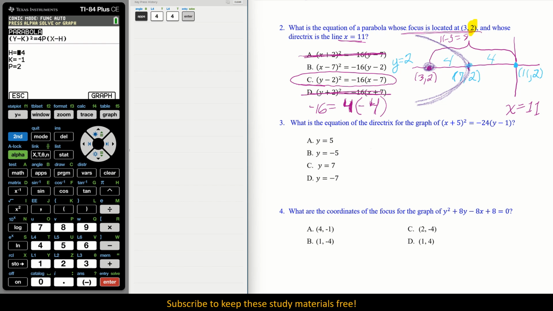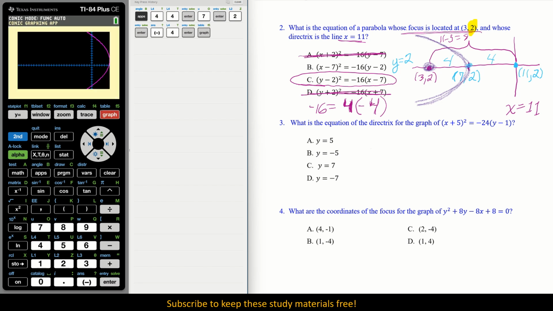I have this set up with our H needing to be 7. Let's see what window we have. And our K needs to be 2. We have 7, 2. Yeah. And our P is negative 4. So let's put in negative 4. All right. And I have to push enter. It won't take. Now let's push graph.